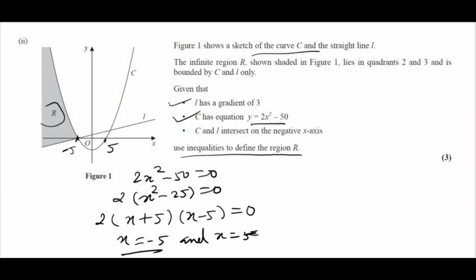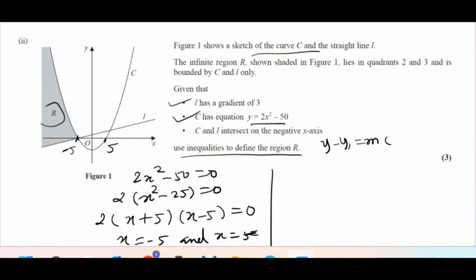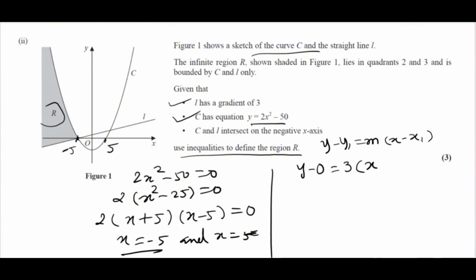So for this, we have to now find the equation of the line. Do you remember the equation of a line? y minus y1 is equal to m into x minus x1. So our y value minus 0, our gradient is 3, and x minus minus 5 we are writing, because we have to use the negative value. So y is equal to 3x plus 15. So this is our equation of line L.